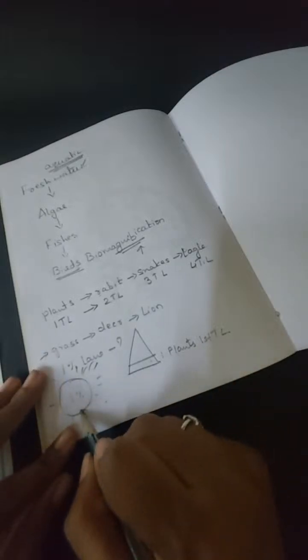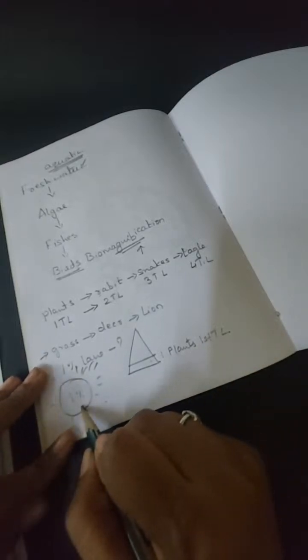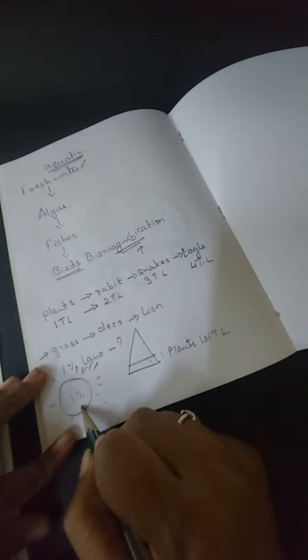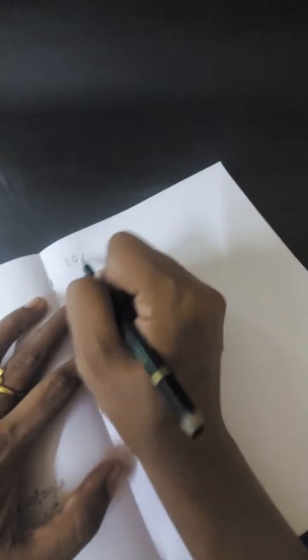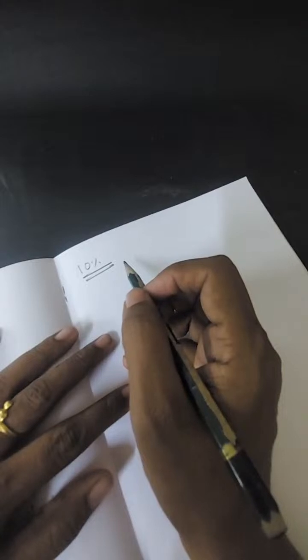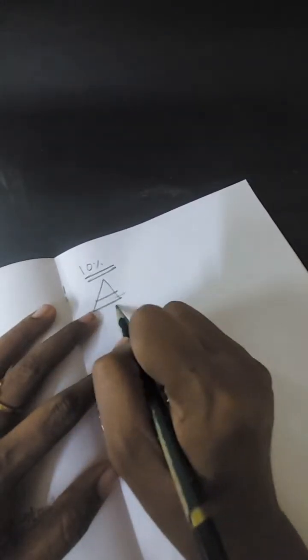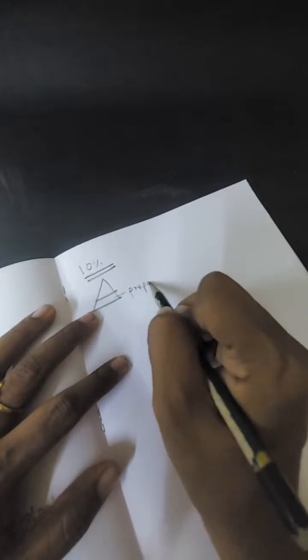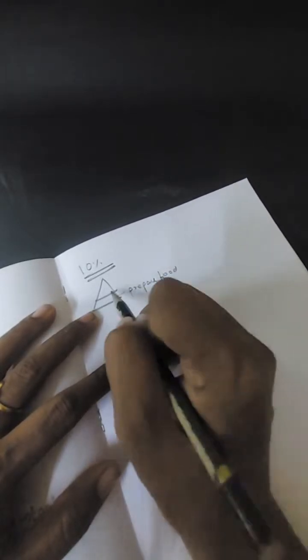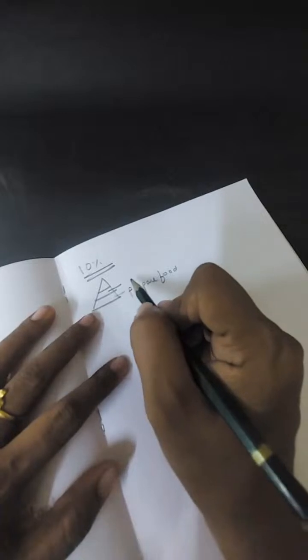So here, only 1% of energy is absorbed. And what remains in this chapter, they will ask you to write the 10% law. What is the 10% law? Here all the green plants prepare their own food. All these are eaten by the herbivores.